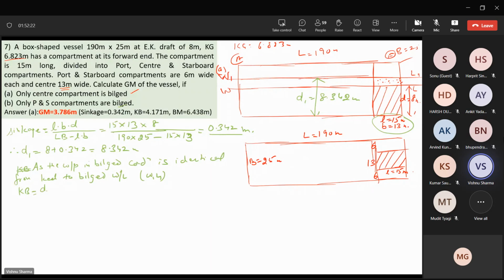AB will be equal to D1 by 2, that is 8.342 by 2, that is 4.171 meters. Am I right, guys? Yes or no? Correct. Okay.